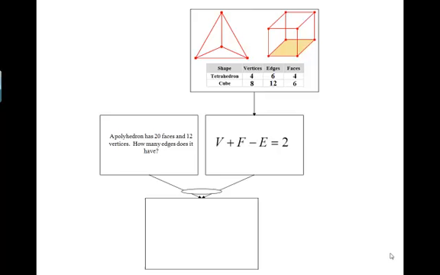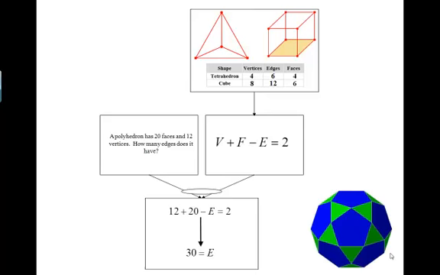Therefore, if a polyhedron has 20 faces and 12 vertices, and if our general formula is V plus F minus E equals 2, then I know that 12 plus 20 minus E equals 2. Or 30 equals E, the number of edges of our polyhedron. This famous polyhedron, as an aside, is the icosahedron.